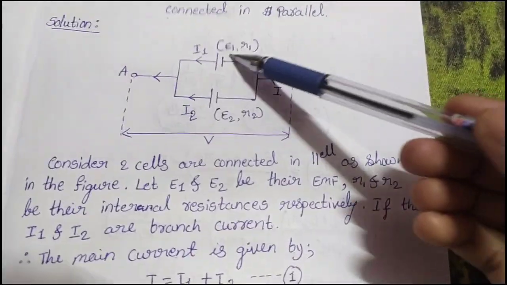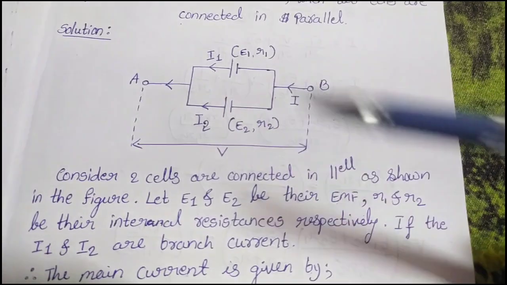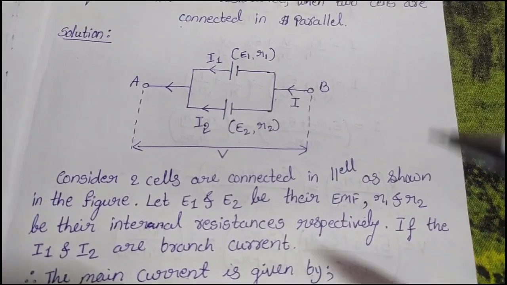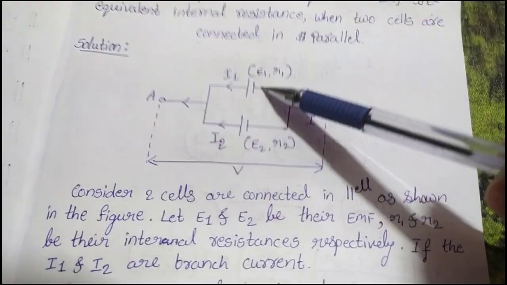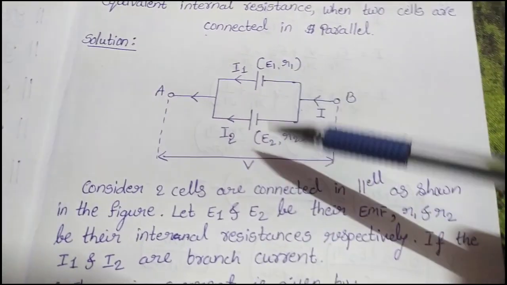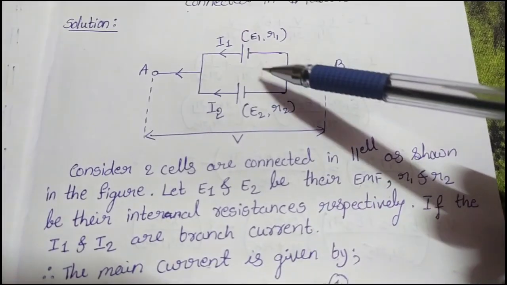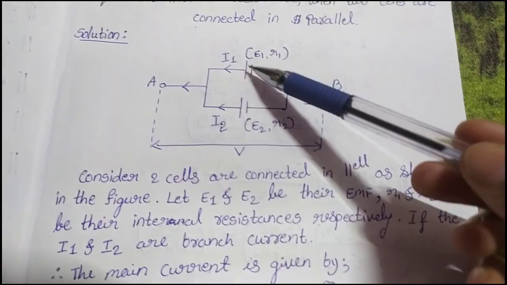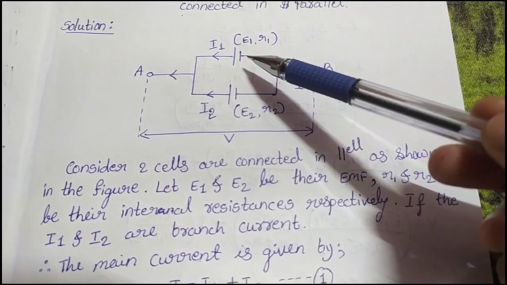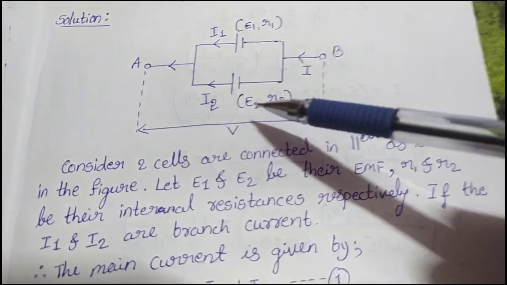Let E1 and E2 be their EMF. What is EMF? Electromotive force of these cells. E1 is for the first cell, E2 is for the second cell. And R1 and R2 are their respective internal resistances. For the first cell, the internal resistance is R1. For the second cell, the internal resistance is R2.